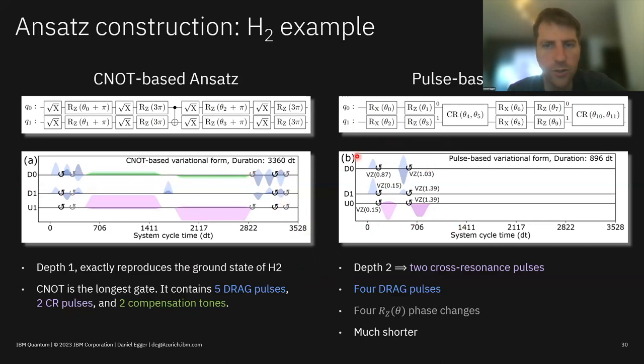The pulse schedule already looks a little bit simpler in the case of the pulse-based Ansatz. You can see that we have a depth 2 Ansatz here. So we have twice this block here. And we only have now 4 single qubit pulses with variable amplitude. And we have two cross resonance tones. And so the optimizer will try and change the amplitude and duration of these, as well as the amplitude of these and the phases.